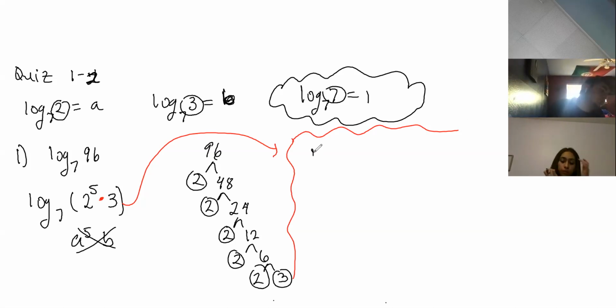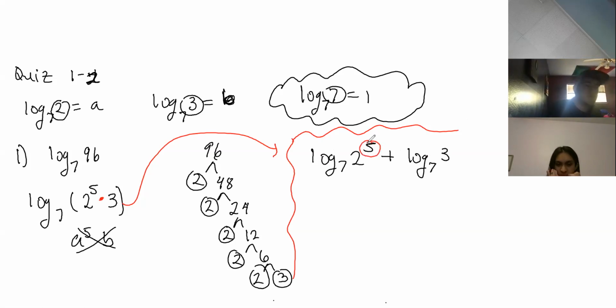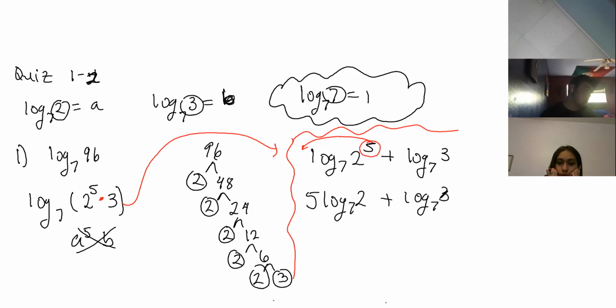Addition. Log base 7 of 2 to the 5th plus log base 7 of 3. And I'm still not ready to plug it in because of this power. What do I have to do with that power first before I plug in a and b? Don't you move it to the front? Bring it to the front, correct. So you have 5 times log base 7 of 2 plus log base 7 of 3, and now you're ready to plug in your a and your b.